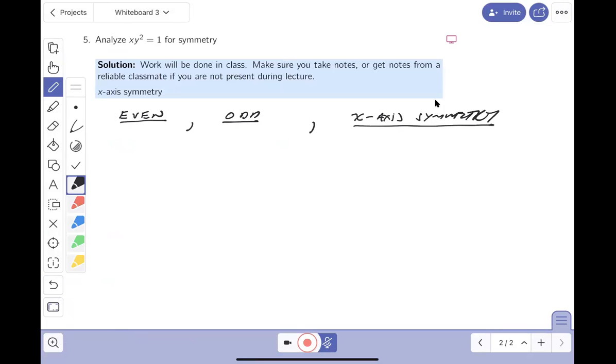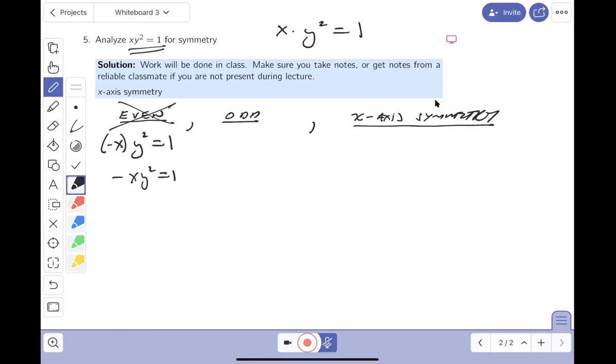How do I do even symmetry? Well, if you replace x by minus x, see if you get the same equation. The equation is x y squared is equal to 1. So I'm just going to parenthesize the x and replace it with minus x and see if I get back the same equation. And I don't. What do I get? Minus x y squared equals 1, which is not the same thing as the original equation. So it's not even.